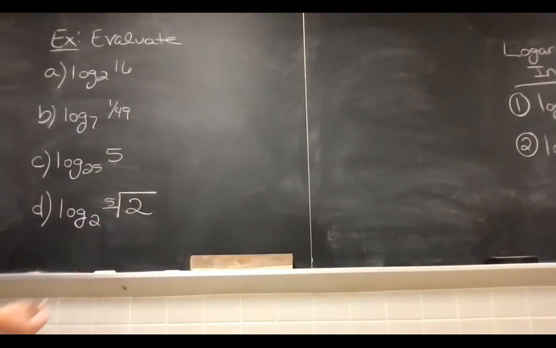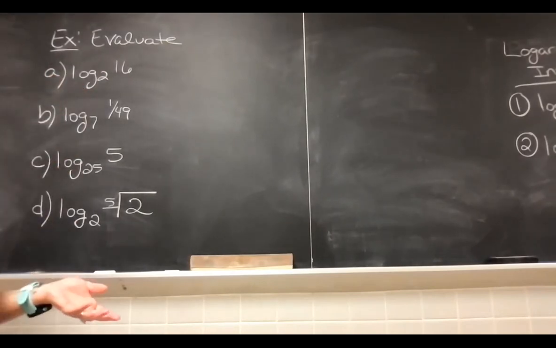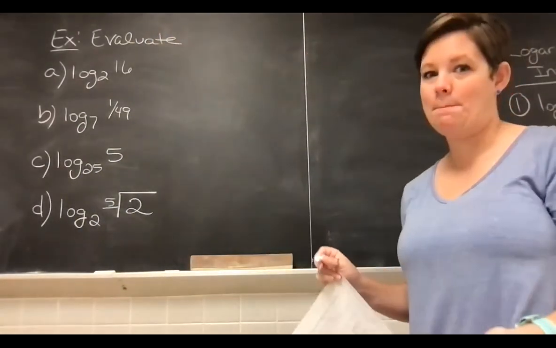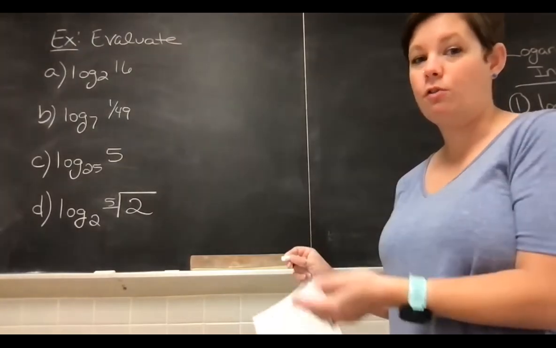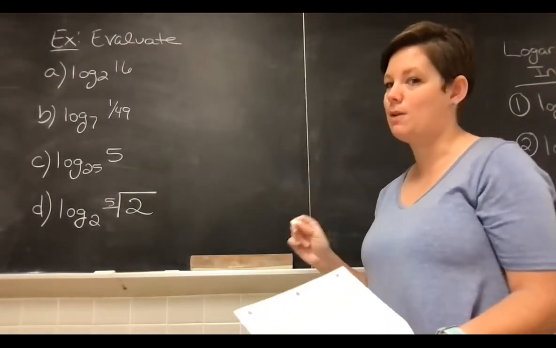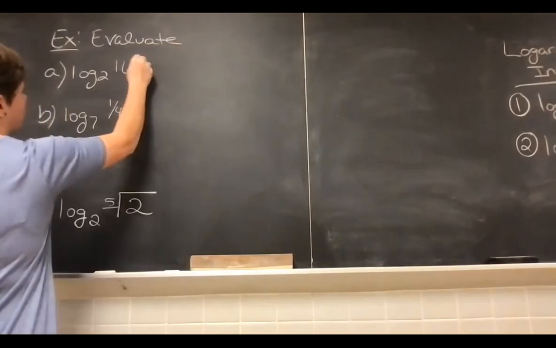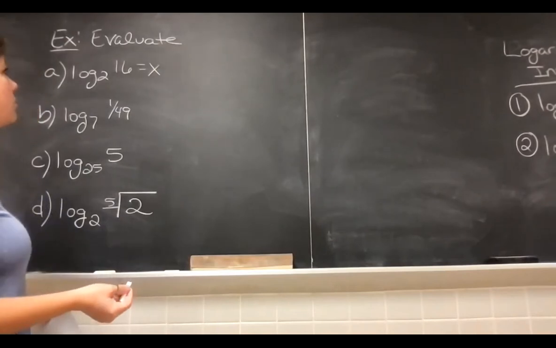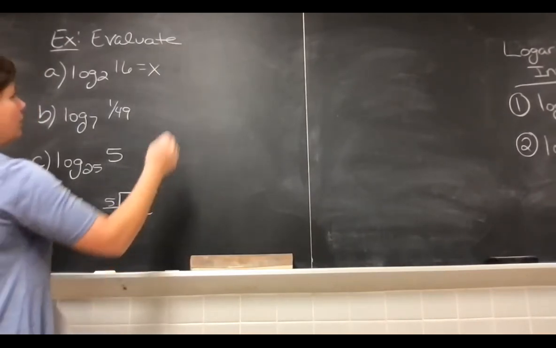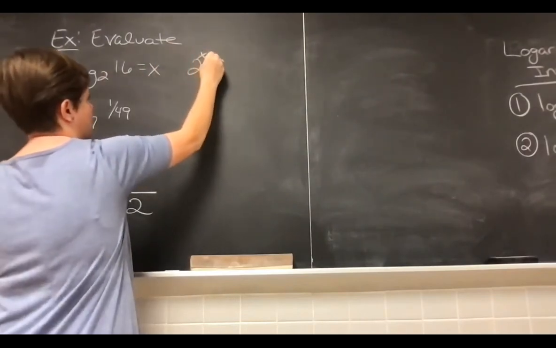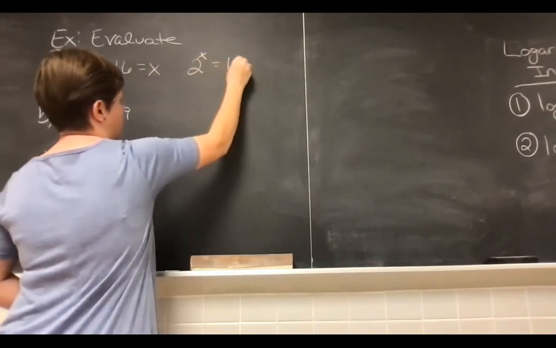So for these, we have 4 examples. If you notice, there's no equation, there's no x, there's no unknown. It's just log base 2 of 16. Well, what does that mean? The easiest way to do these so far that we know how is to set them equal to x, and then we can do the base becomes the base, the answer becomes the exponent. So I'm going to say this equals x because we want to evaluate it, but we don't know what it equals. That way I can do my base, which is 2, base becomes the base, the answer becomes the exponent, and then the 16 is what it equals.